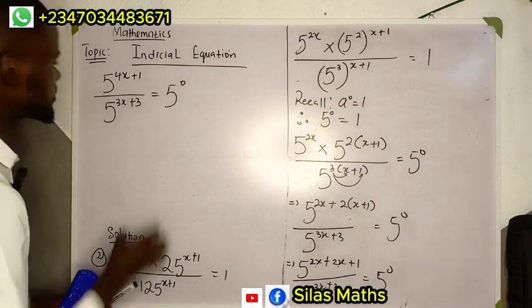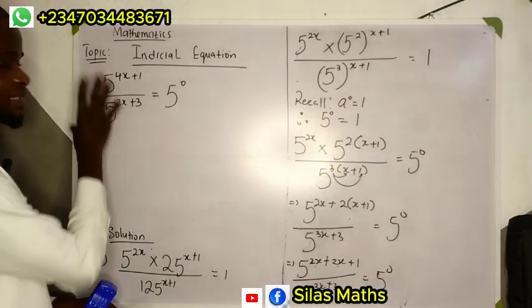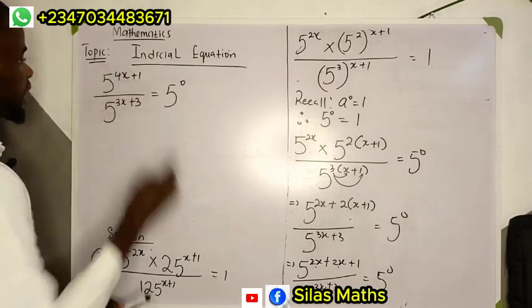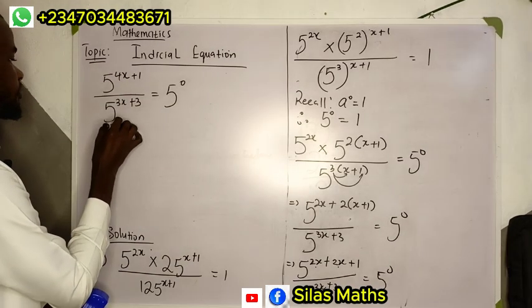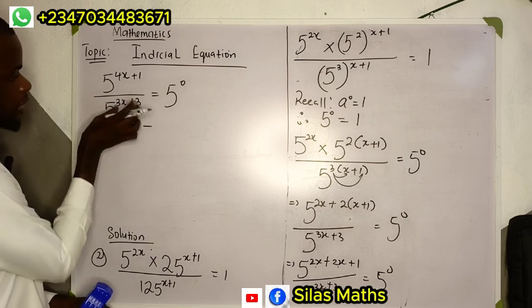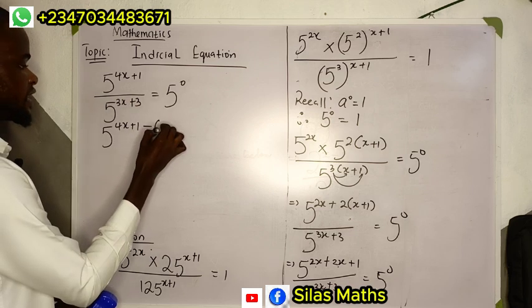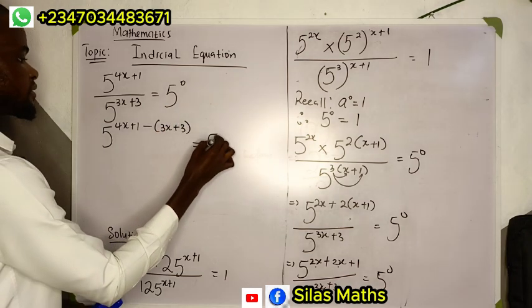0. Now at this point, we are going to apply the law of division that states that when their bases are the same and they're divided, we'll go ahead and subtract their powers. So in doing that, I'm going to have 5 to the power of 4x + 1, then minus the power of the denominator, which is 3x + 3, equal to 5 to the power of 0.